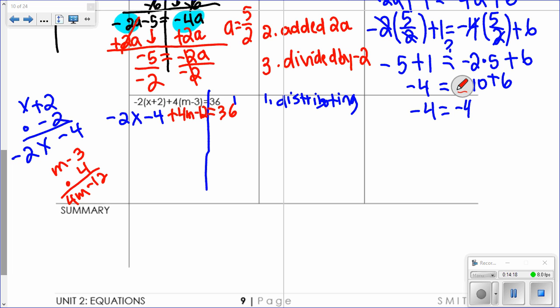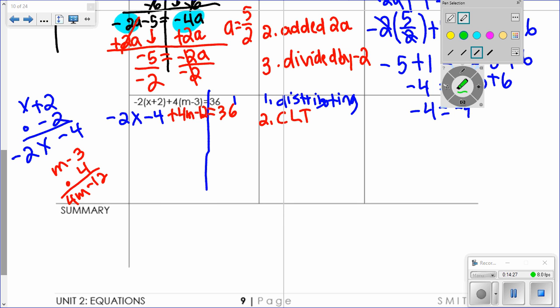Okay? Now, step 2, I'm going to combine like terms. Now, what are your like terms, guys? Remember, same variable with the same powers. So negative 4 and negative 12 are like terms. Then 4m and negative 2x are like terms. No, they're not.